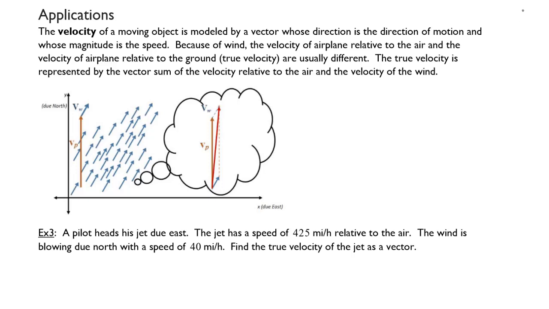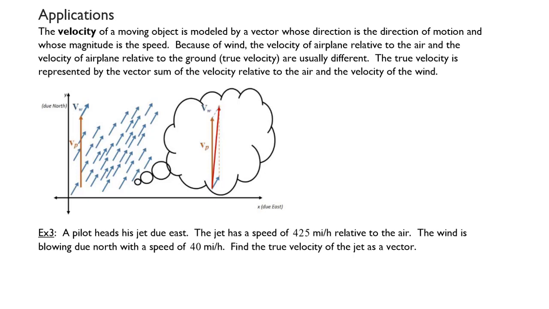Welcome to part 2 on applications of vectors. We're going to look at the velocity of a moving object. The velocity of a moving object is modeled by a vector whose direction is the direction of motion and whose magnitude is the speed. Because of wind, the velocity of an airplane relative to the air and the velocity of the airplane relative to the ground, true velocity, are usually different.